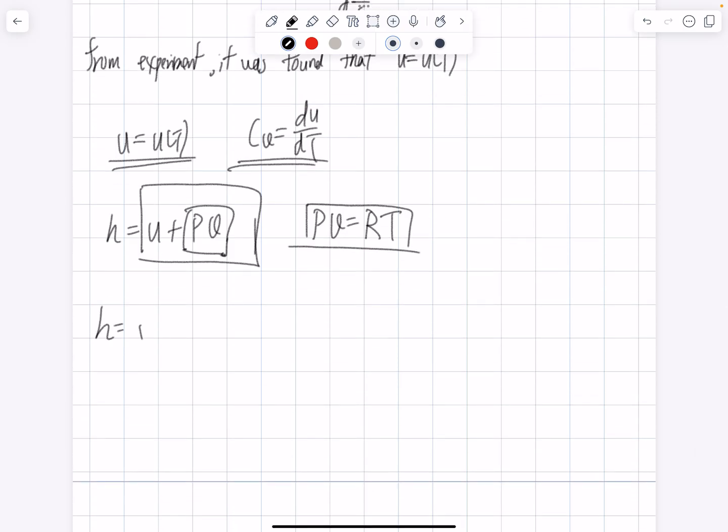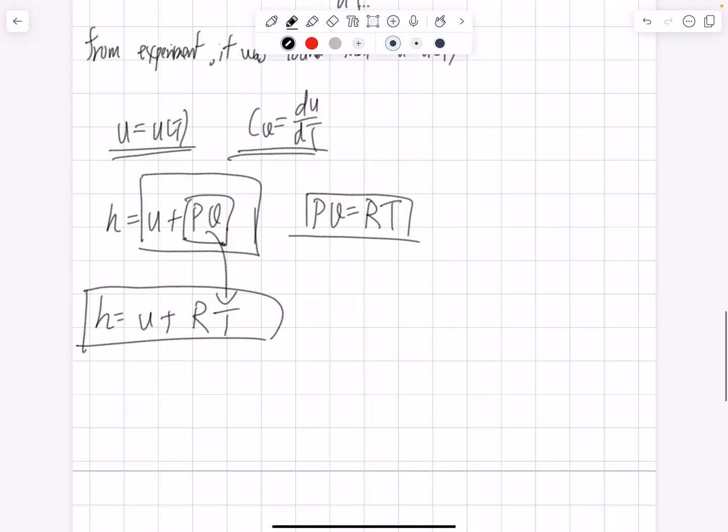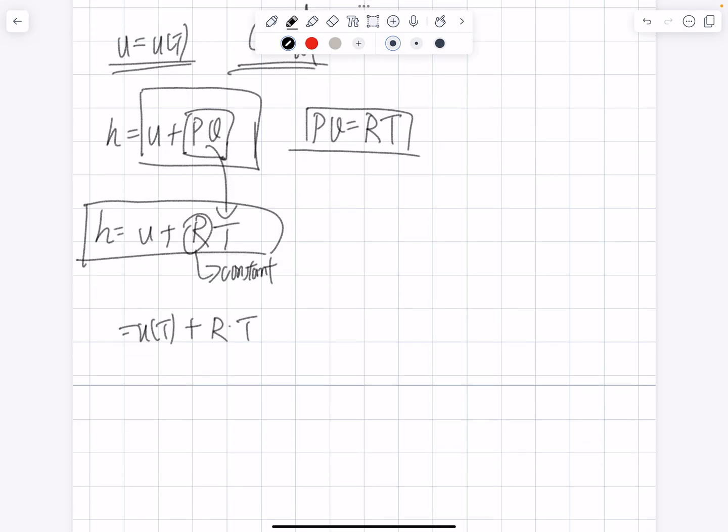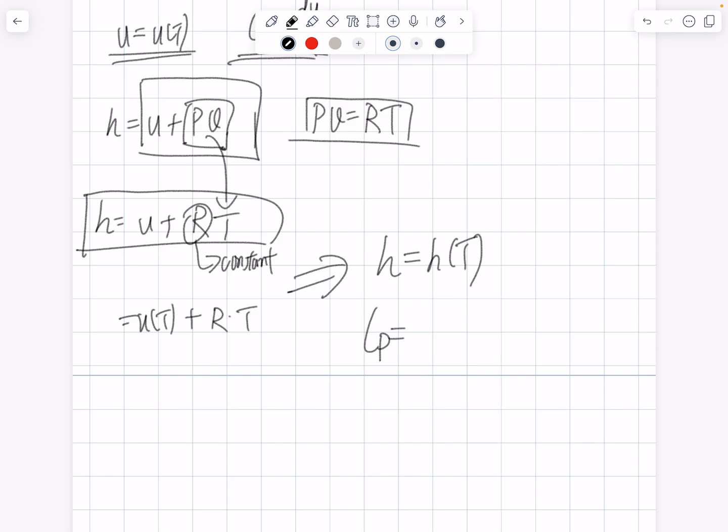Therefore, we can replace PV by RT. Now, R is a constant, and U is a function of T, so we have essentially a constant plus a function of temperature. Then what does this mean? It means enthalpy is a function of temperature. Now we can do this. Now this is finally true: dH/dT.